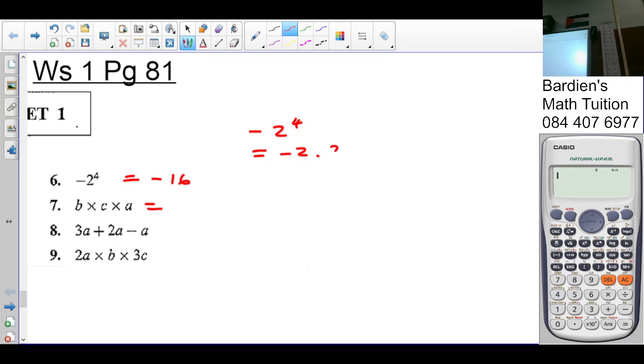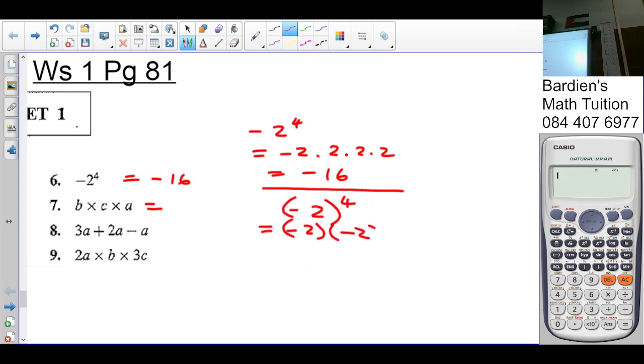Negative 2 times 2 times 2 times 2. Negative 16. Can you see that? If it was negative 2 raised to the power 4, that's negative 2 times negative 2 times negative 2 times negative 2, which is positive 16. Okay. The next one?